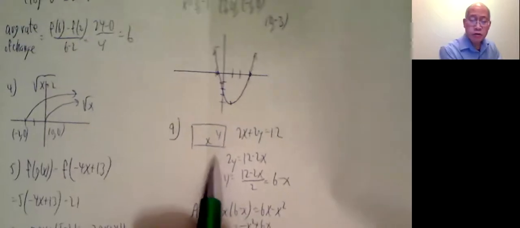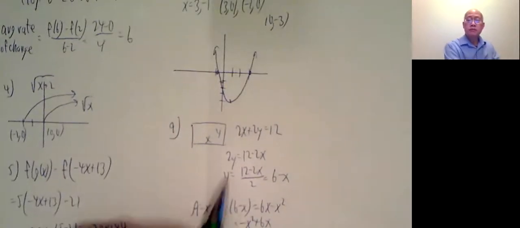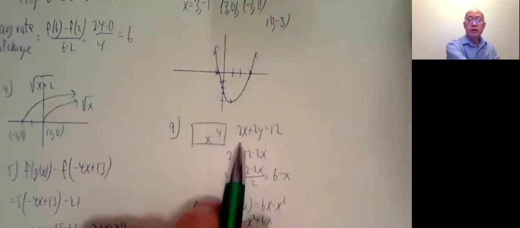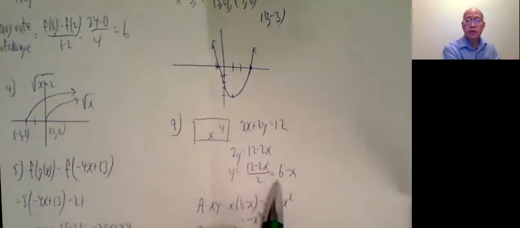Number 9, perimeter is 12. Call the sides x and y. So 2x plus 2y equals 12. Solve for y. Subtract 2x. 2y equals 12 minus 2x. Divide by 2. y equals 6 minus x.